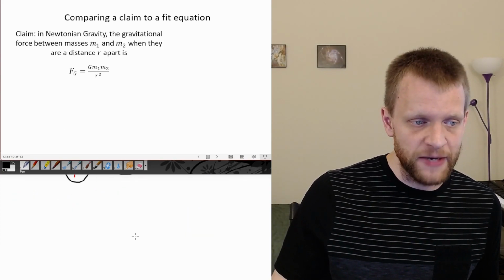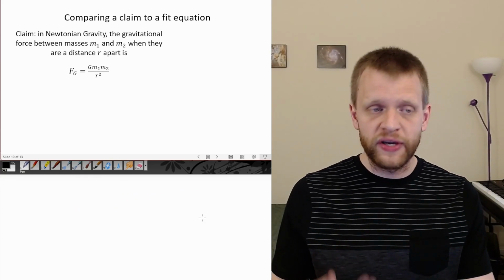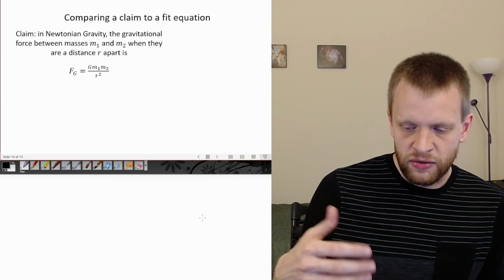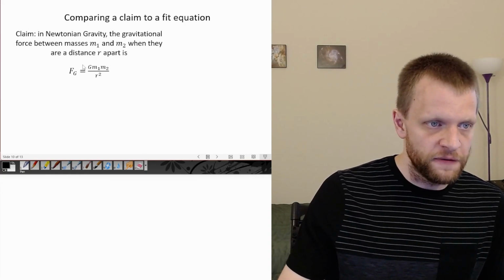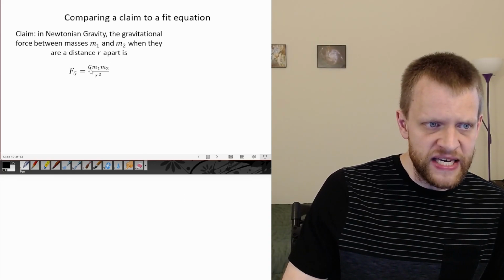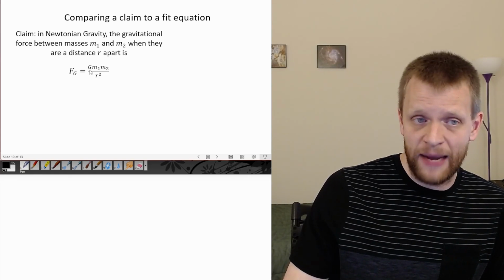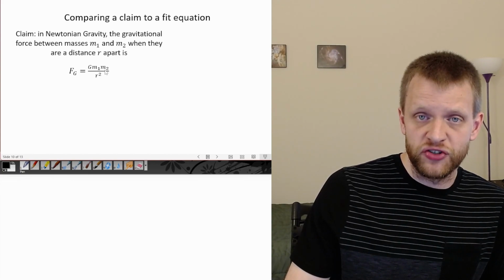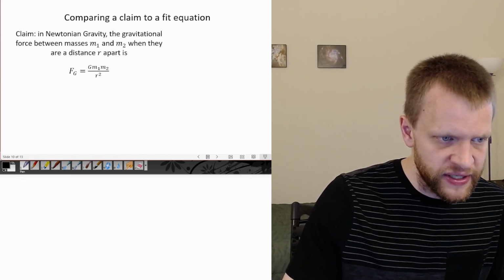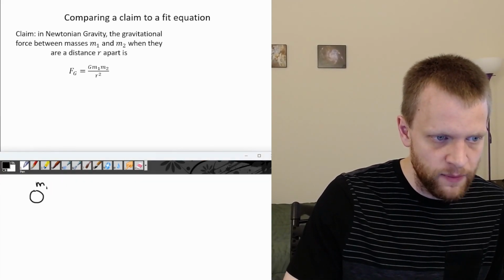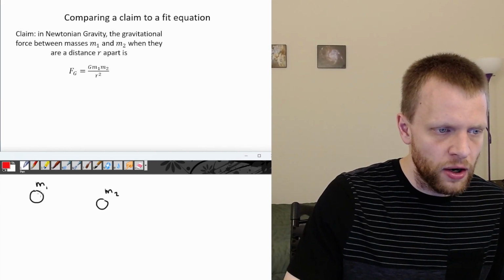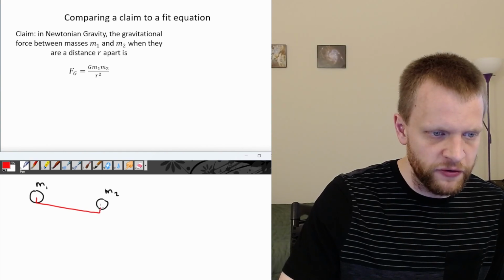Let's try another example. Let's say we're looking at Newtonian gravity. In Newton's theory of gravity, the force of gravity should be equal to this constant capital G times the values of the two masses that are interacting. So this is looking at a case where I have two masses, M1 and M2, that are a certain distance apart from each other.